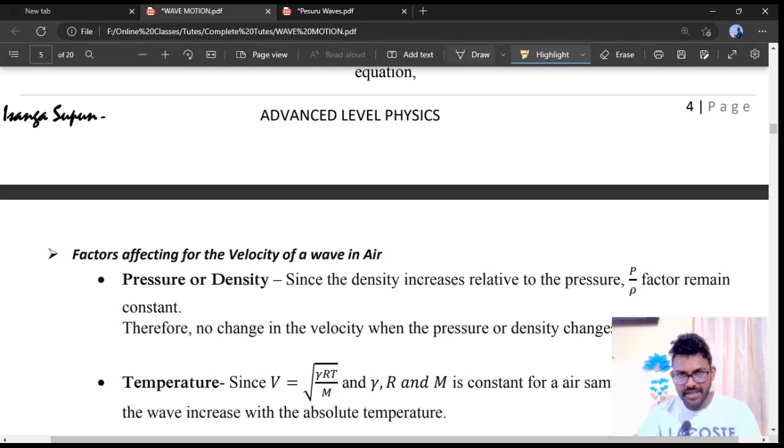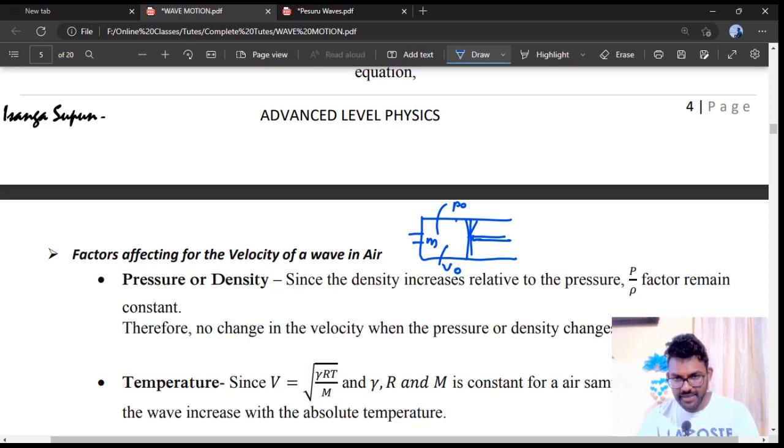So it's like this. Let's say this is a syringe or something, right? Now this has a certain pressure, let's say it is P naught, and it has a certain density. The mass is M, and we have a volume of V naught. How do you write the density then? Density is equal to mass divided by volume. Volume is V naught, so M over V naught.